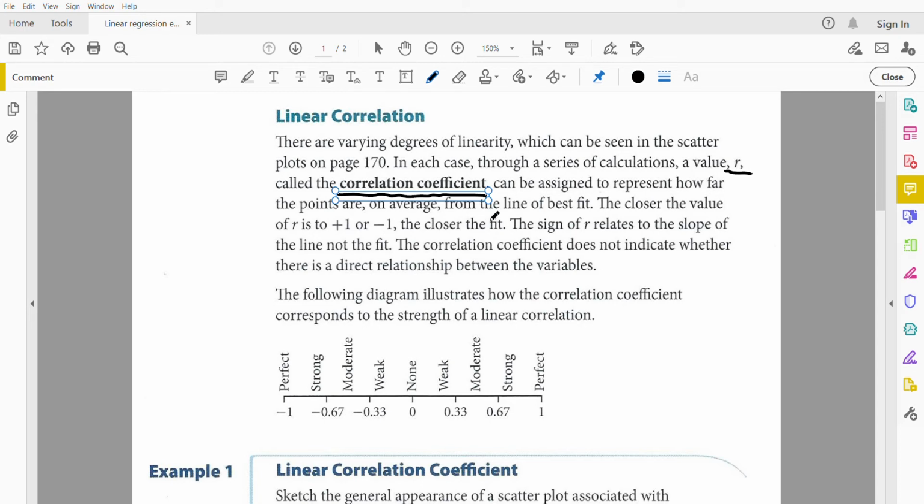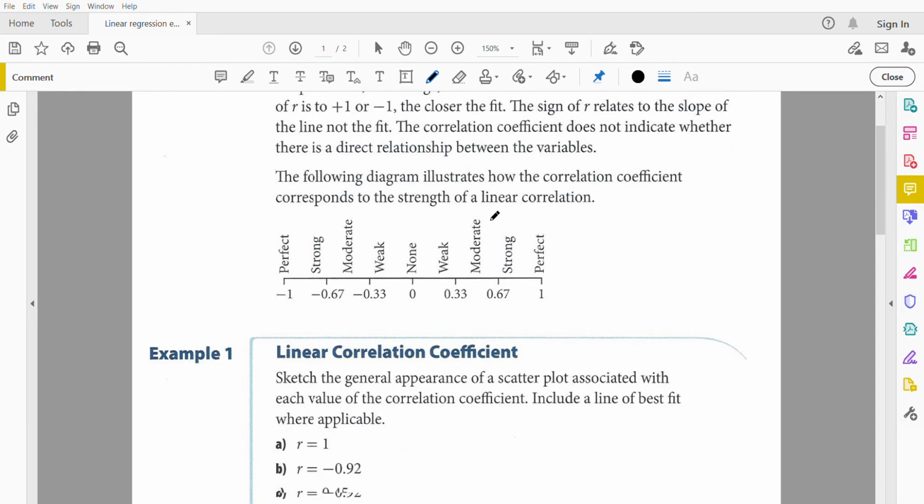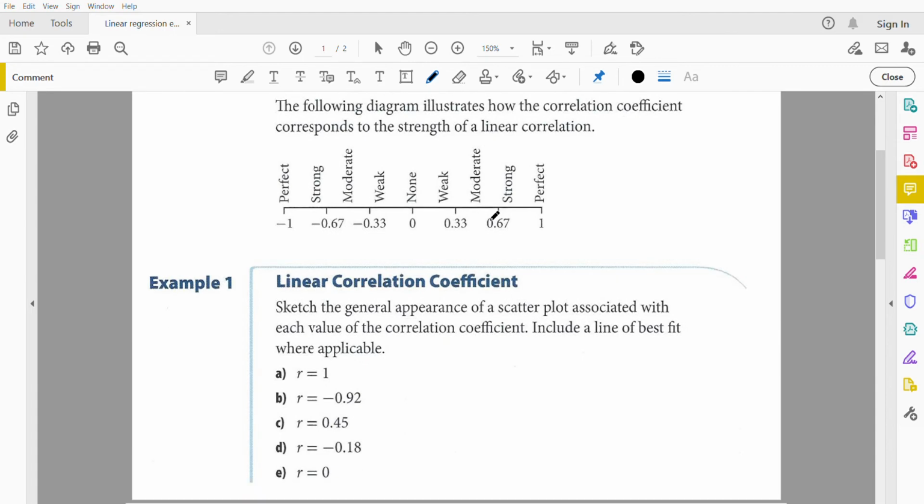So the R values range from -1 to +1. And when it's -1 or +1, they are perfect. When you look at values closer to 0, when you reach 0, there is no fit at all. It's not a linear model at all. And so as you go all the way to 1, it gets stronger and stronger, or as you go all the way to -1, it gets stronger and stronger.